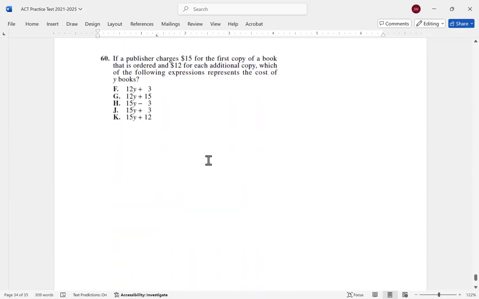Question 60. If a publisher charges $15 for the first copy of a book that is ordered and $12 for each additional copy, which of the following expressions represents the cost of Y books? Now, when Y is equal to 1, we need the cost to be equal to 15. And then when Y is equal to 2, we need the cost to be 12 more than that. So we need the cost to be 27.